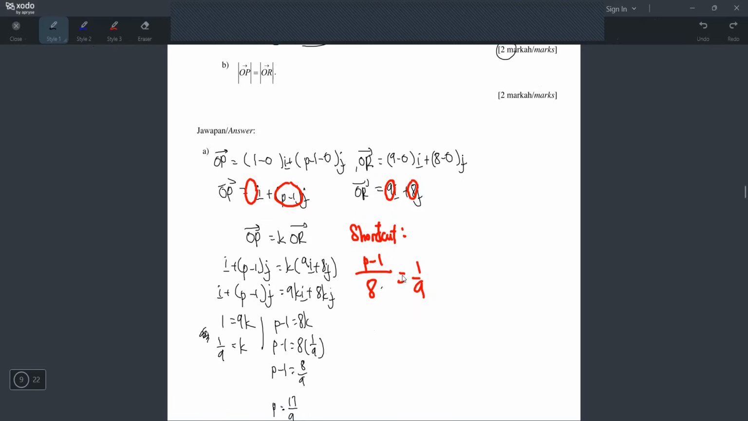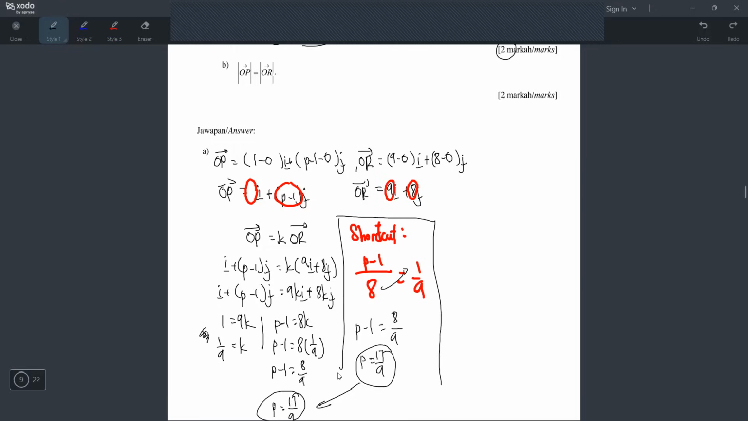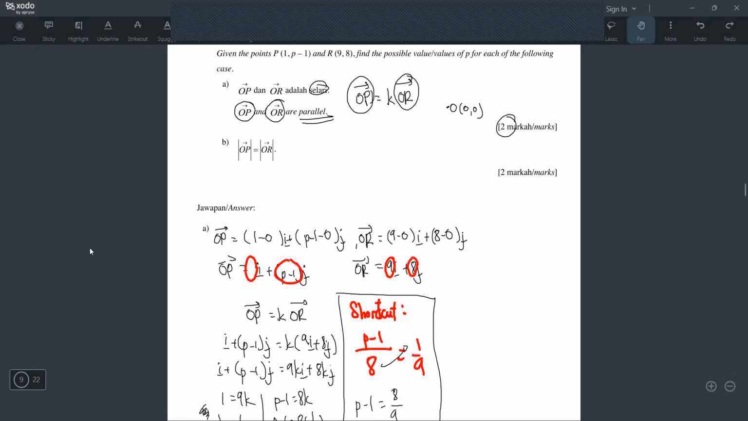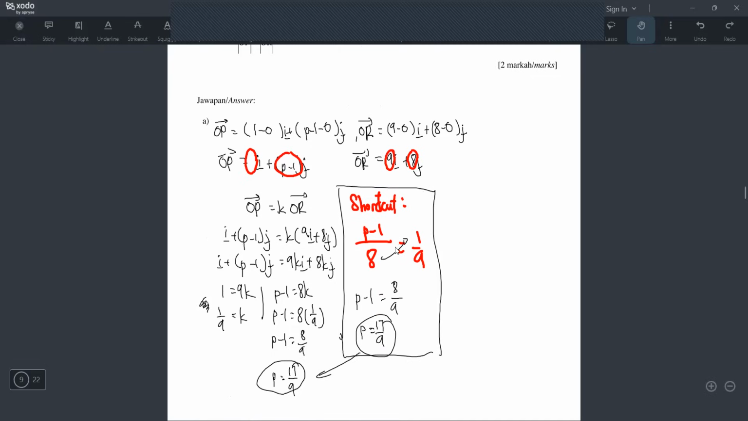And then what you do is just move across, and you get P minus 1 equals 8 times 1 over 9, which is 8 over 9. And then P equals 17 over 9. So can you see the answer is the same with this method? So yeah, you can use both methods. All right, so this one I'll just put in the box. If you do it like this, I think it's correct also, because it's 2 marks only. This question is only 2 marks. All right, so this is another method.